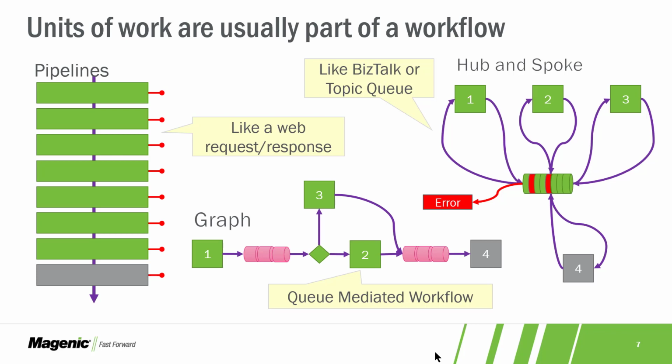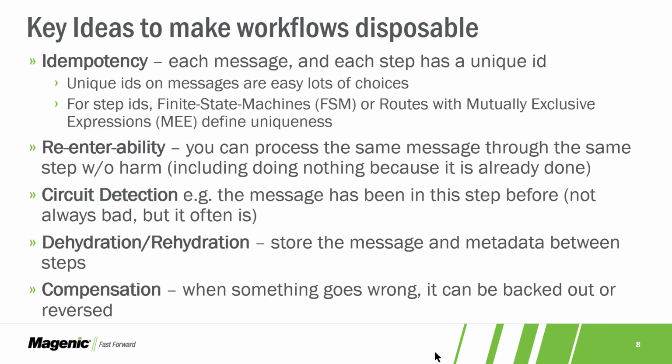Now, obviously, if you add a 2b and turn 2 into 2a, then those 3 choices should be absolutely mutually exclusive of each other. And that's what we mean by a mutually exclusive expression.